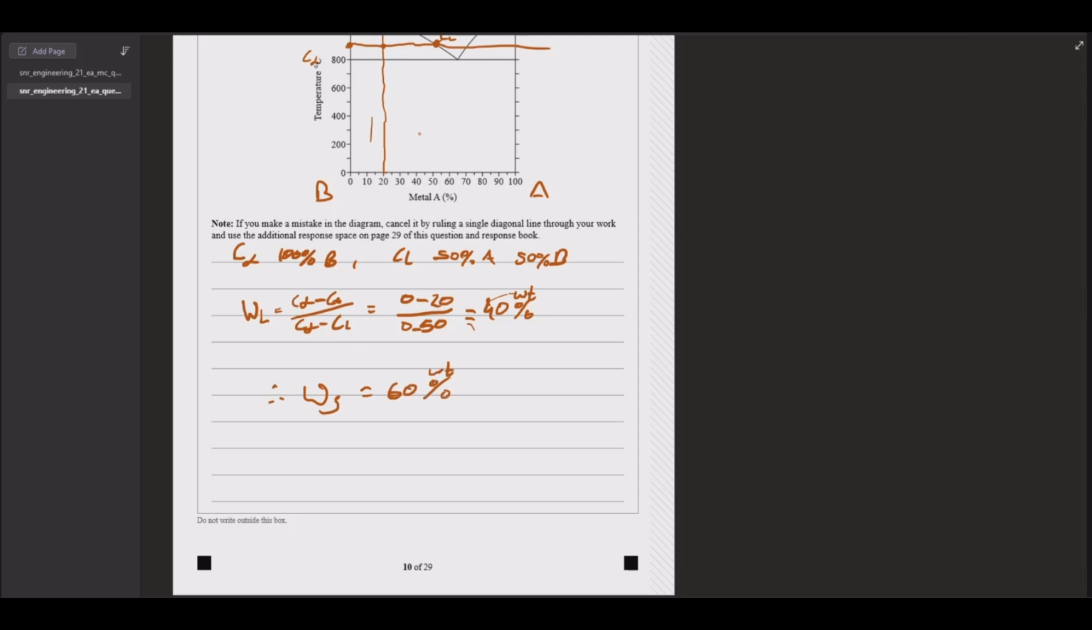Weight percent. Now, we don't say A or B here because it's not the weight of the solid. You might think to put B or A here, but you shouldn't do that. This is not determining how much is B and A. That is what the composition alpha and composition liquid points are for. This is just determining how much is liquid and how much is solid.